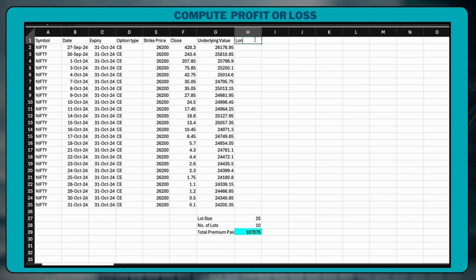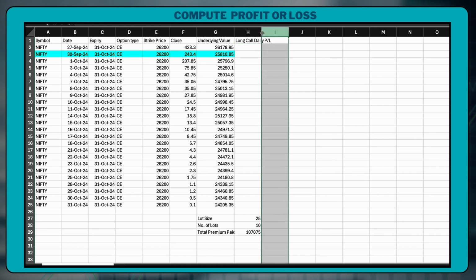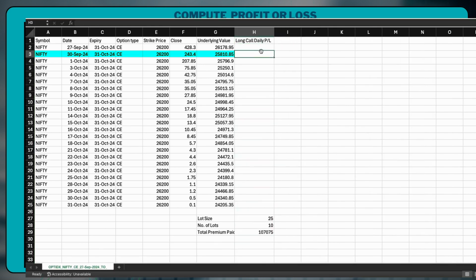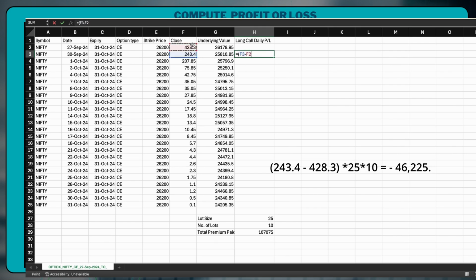On the very next day, that is on 30th of September, the Nifty index dropped to 25,810.85, which was against Mr. A's expectations. Consequently, the premium also fell to 243.40 rupees. So if he continues to stay in the contract, his notional loss as on date is 243.4 minus 428.3 into 25 into 10, which gives us a loss of 46,225.